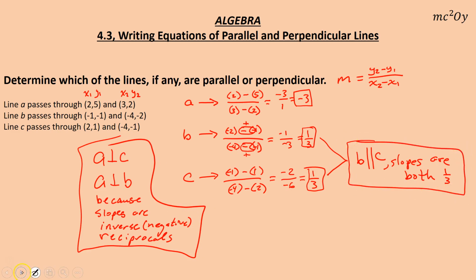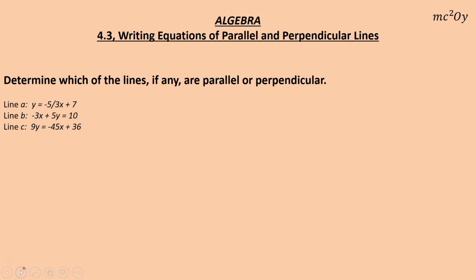Okay. Let's try another one here. Determine which lines, if any, are parallel or perpendicular. So now we're looking at equations here. All right. Well, the first one they actually put in slope-intercept form for us. That's kind of nice. So it's easy to identify with line A. To find my slope, to see if they're parallel or perpendicular, we just have to identify the slope. So I'm going to try to get them all in y equals mx plus b format, and then identify the slope. That's what I'm looking for.